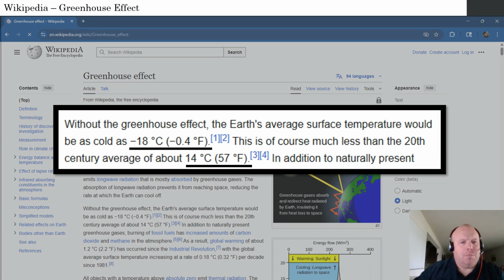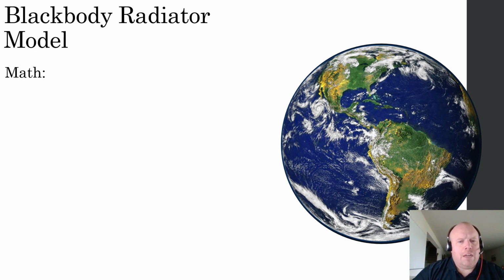Wikipedia actually does a better job here. There's a negative 18 degrees Celsius without the greenhouse effect, and less than the 20th century average of about 14 degrees Celsius. So the difference here is 32 degrees, but it's close to the 33 degrees that's claimed by the IPCC. How do they get to that?